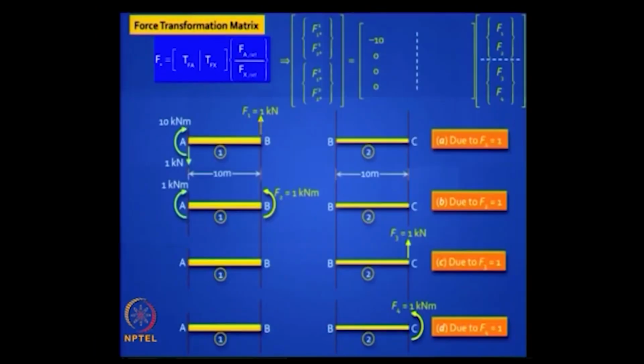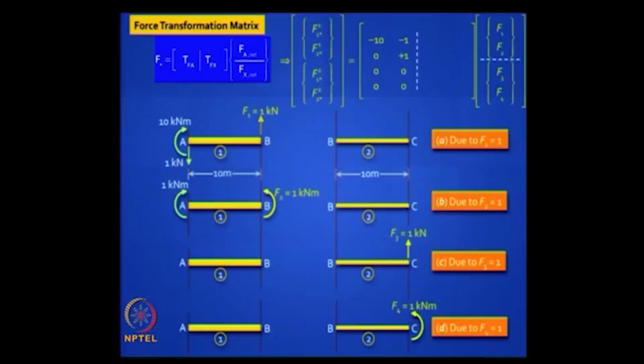So can you tell me how to fill up the next column? Minus 1 plus 1 0 0, great. Let us do the third one, okay. Third one, you are now applying a unit load at the free end of the cantilever, right. So what are the moments you will get? You can also draw the shears. They look like this, right.